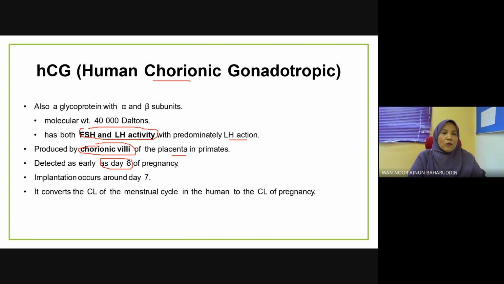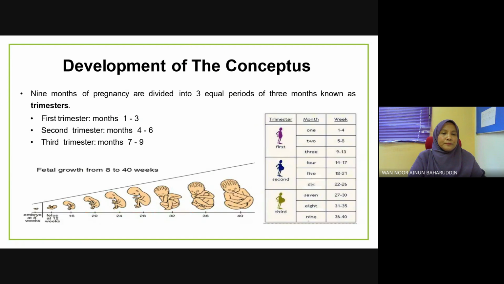So it can directly be detected because at day 7, the implantation occurs. So the one replacing the FSH and LH activity, the hormone that regulates the uterus, is HCG. Okay, so it converts the corpus luteum of the menstrual cycle to the corpus luteum of pregnancy. The function is also the corpus luteum, but the cycle is now converted into the corpus luteum of pregnancy.